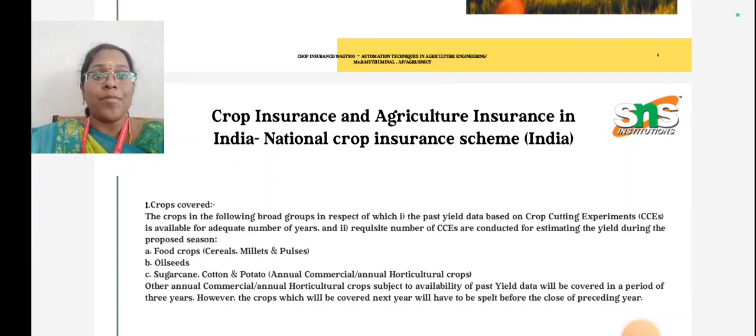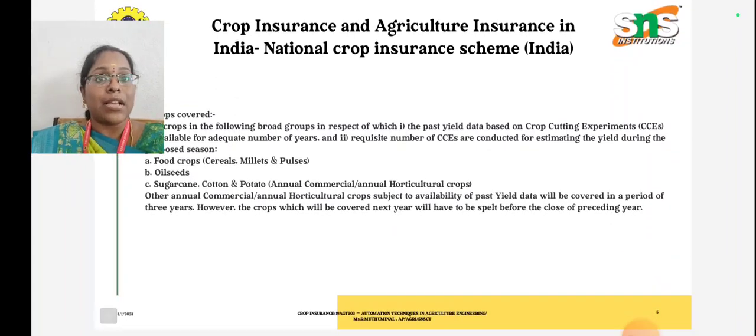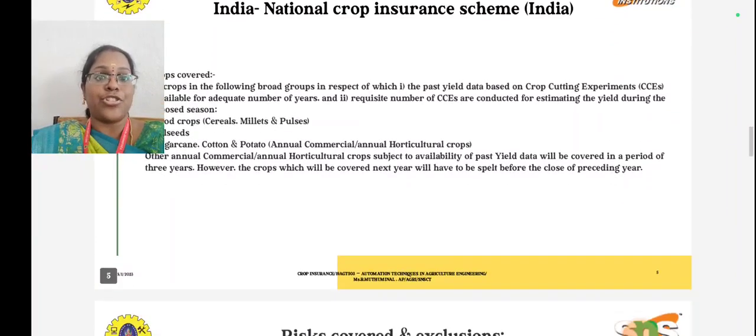Some of the crops that could be covered are food crops, oil seeds, sugar cane, cotton and potatoes. Other than these, other annual commercial and annual horticultural crops, subject to the availability of past yield data, will be covered in a period of 3 years. The crops to be covered in the next year will have to be specified before the closing of the preceding year. So these are the crops that are covered under this insurance scheme.